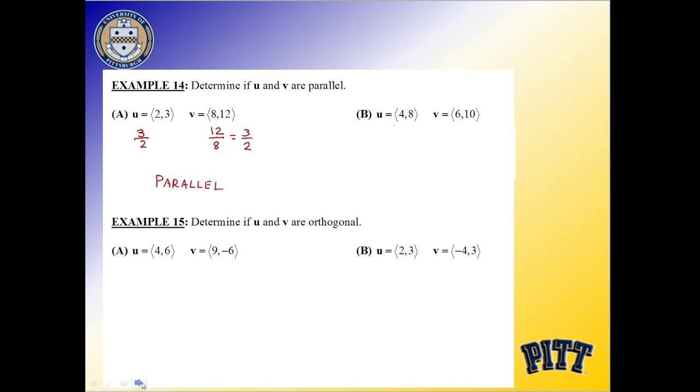8 over 4 is 2, 10 over 6 is 5/3, which is about 1.6 repeating. They're not the same thing. They're not parallel. As far as being orthogonal goes, if the dot product equals 0, then they're orthogonal.